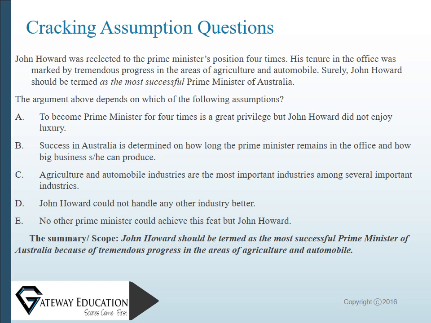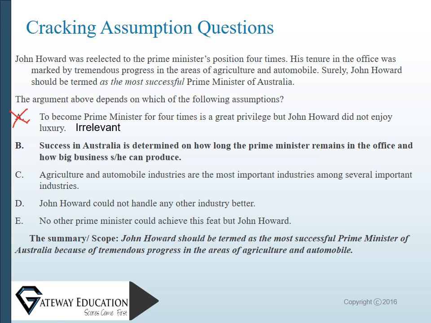Let's judge each option separately. Option A: to become Prime Minister for 4 times is a great privilege, but John Howard did not enjoy luxury. Here, in our summary, there is nothing to do with luxury or privilege. Therefore, the option is completely out of scope, which we can call off the topic, an irrelevant option.